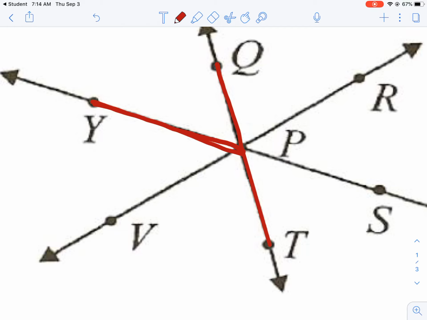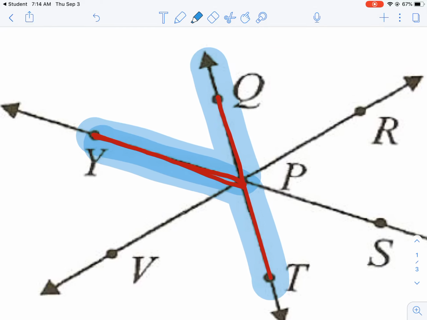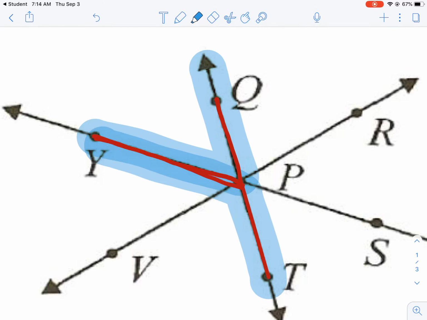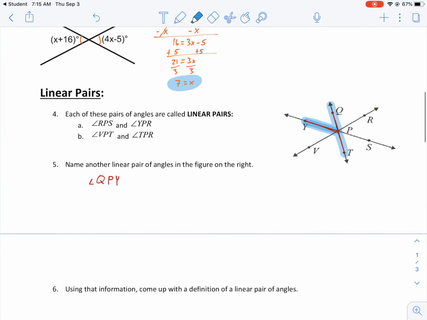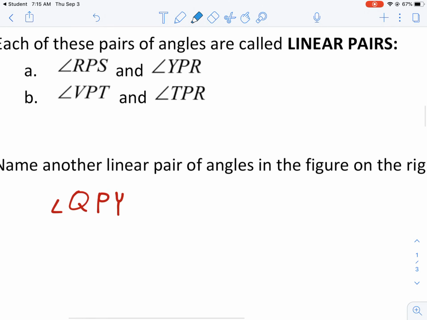All right, we want to go up the same one that we did before. And so now see how our angles, we've got this angle right here, combining with this angle, and together it's making a line where they come together. So what was the second one I said? TPY.